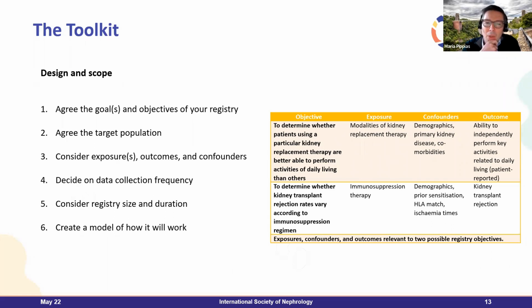Size and duration may or may not be important depending on the goals and objectives. And create a bit of a model. It sounds a bit dry and dull, but registries can become very complex things with data flowing, and sometimes just drawing a picture of how you determine eligibility, how patients flow within the registry, is data anonymized or pseudonymized or encrypted, and those sorts of things. Putting it down on paper really focuses your mind and is a good exercise and makes it clear for other people.